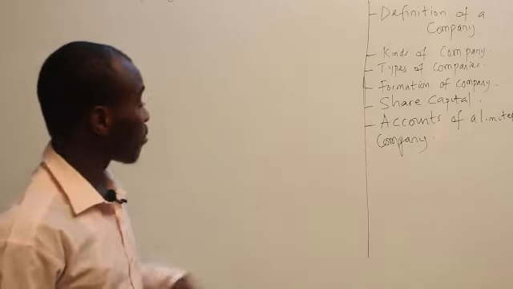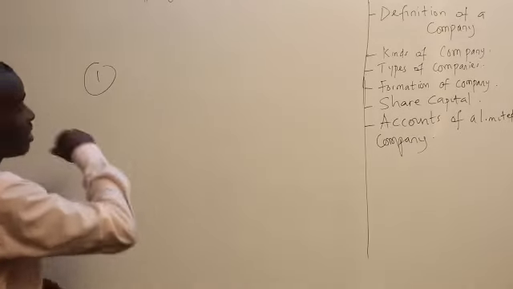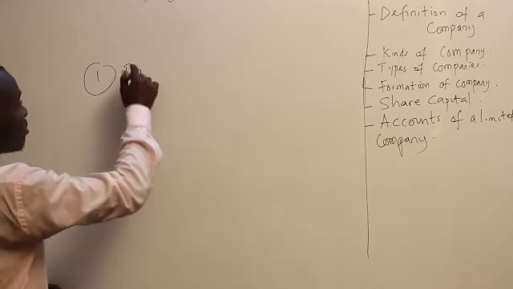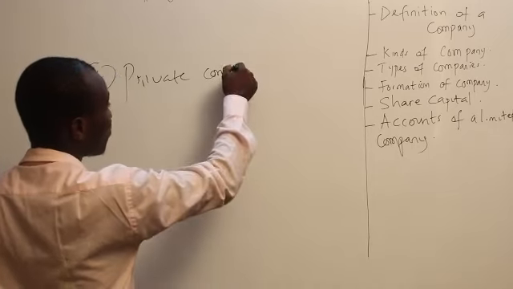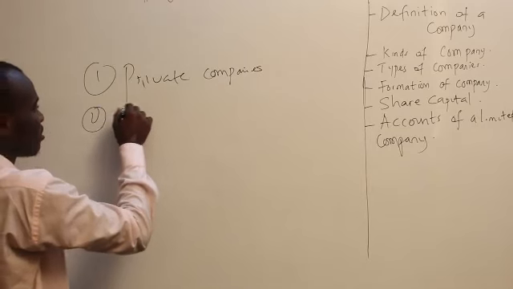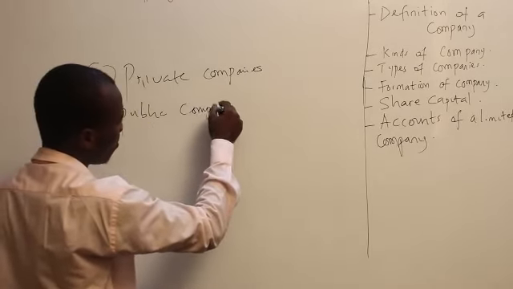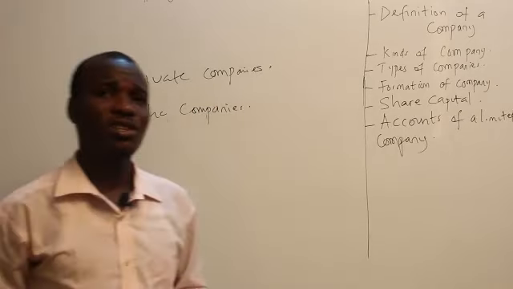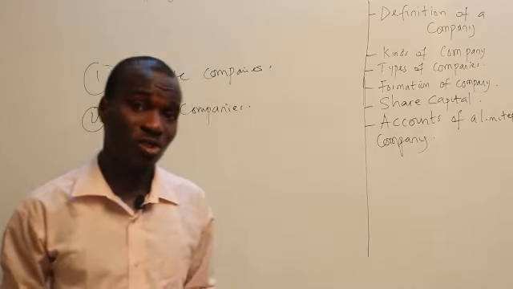In NECO, we jump into types of company. Generally, we have two types of companies limited by shares. We have the private companies, or private limited liability companies, and the public companies, or public limited liability companies. Now, the private limited liability company is entirely different from the public limited liability company.